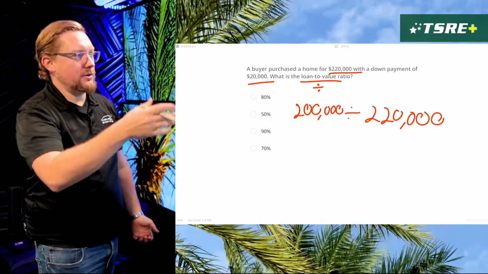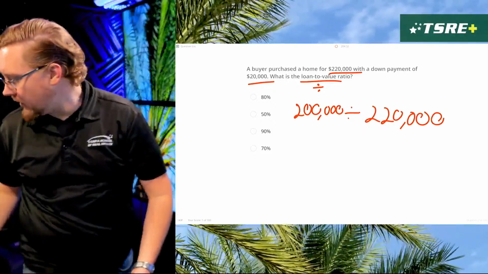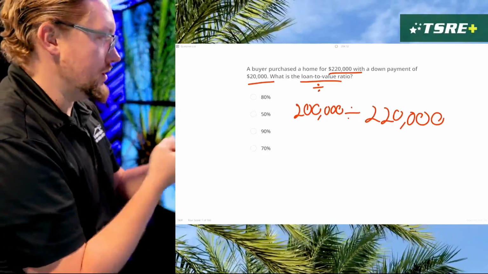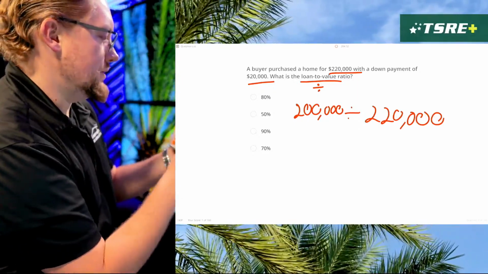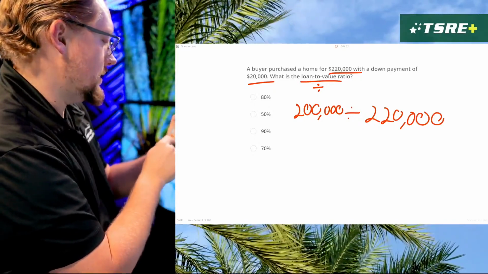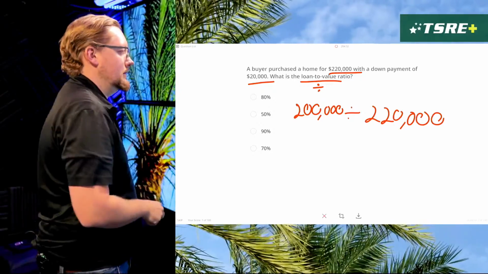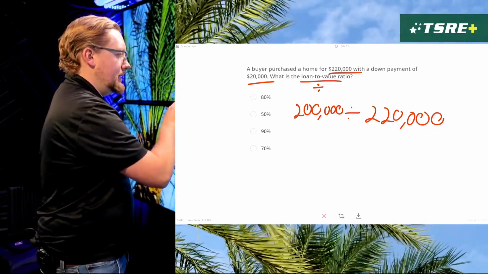And we'll divide that out, $200,000 divided by $220,000. Now, you are allowed to use a basic four-function calculator, such as this right here, and you can just punch that right in. You can even use the shortcut if you're confident of 200 divided by 220 to get 90%. So let's go ahead and pick 90% there.